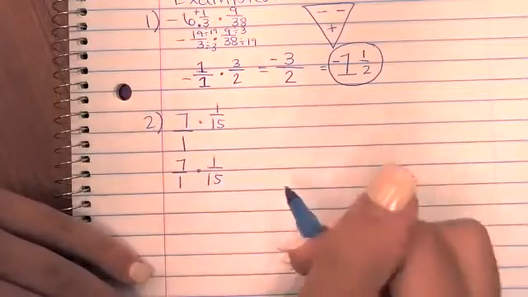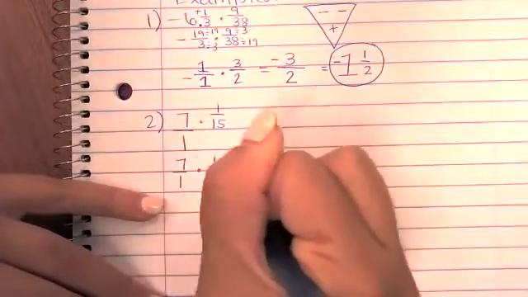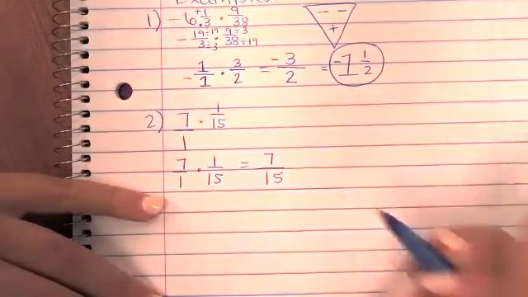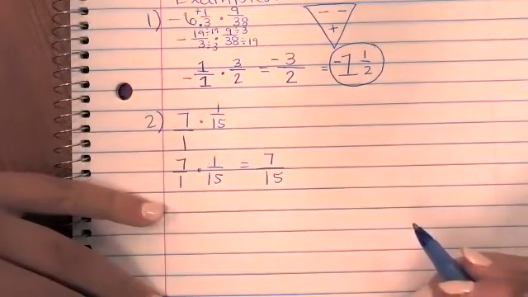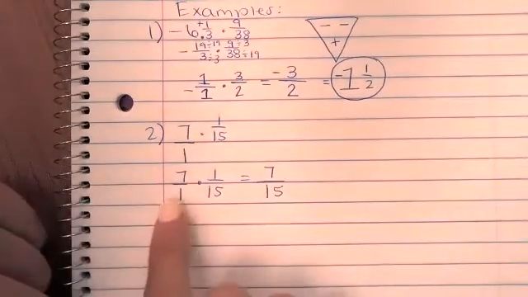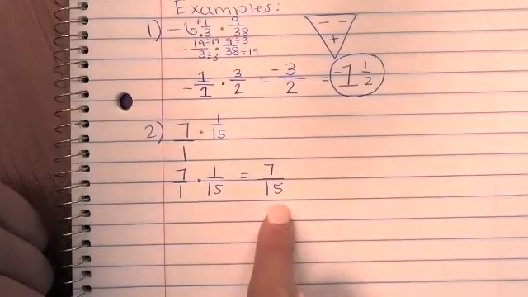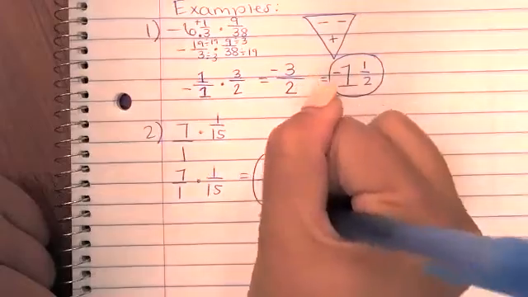Step 3, multiply across top and bottom. 7 times 1 is 7. Over 1 times 15 is 15. Step 4, get the sign and simplify. It's a positive times a positive, so it will be a positive, and this can't be simplified. So that's our final answer.